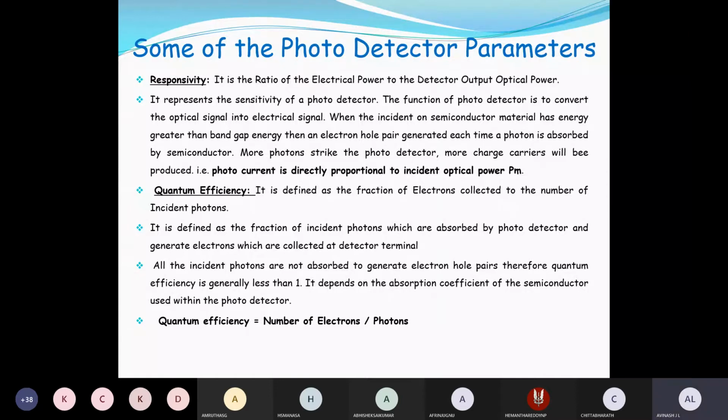So that is the maximum count. The number of electrons generated, counted out of the maximum, will obviously give the ratio in terms of the quantum efficiency.